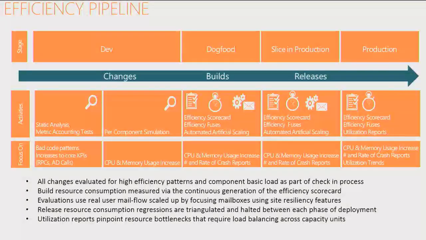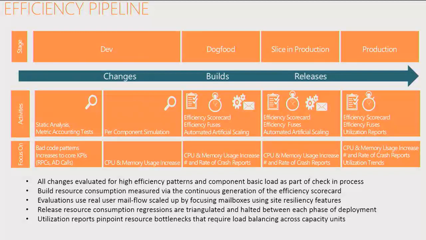Assuming that the fuse hasn't tripped, we go to the next phase, which is a slice in production. As I said, dog food SDF is one production cluster with a small number of users. So it tells us something. It tells us more than what we knew in the dev phase of the pipeline. Slice in production is where we really get into it, in that that's a number of capacity units and a number of users across those capacity units.